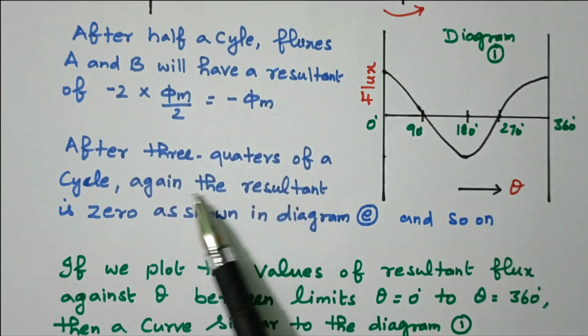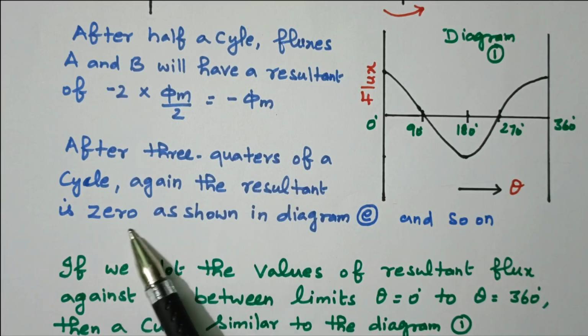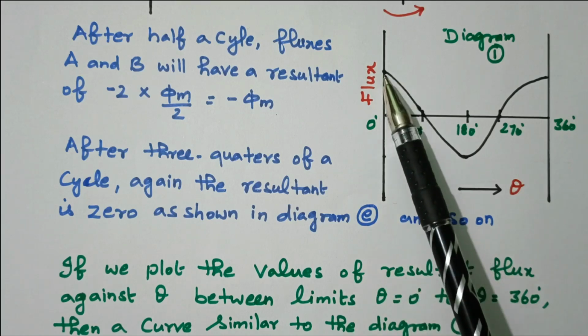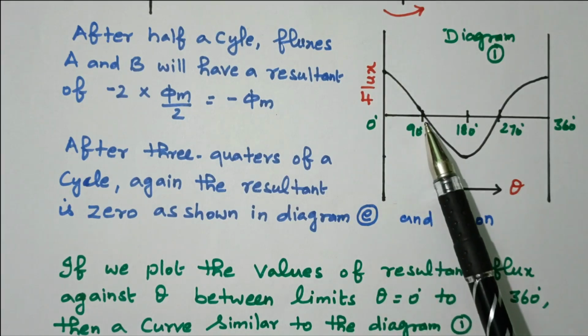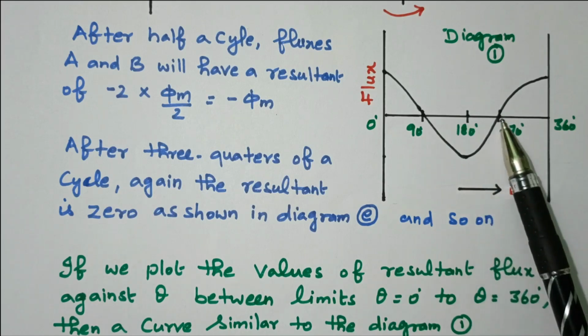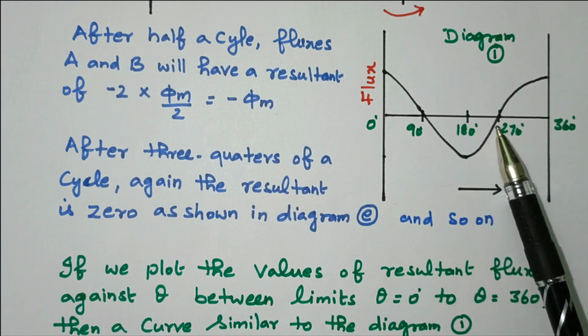After a quadrature of a cycle, again the resultant flux is 0, as shown in diagram E, and so on. This refers to diagram A. This 0, both are diagonally opposite, is diagram C. This will be diagram D, negative, exactly opposite of diagram A. This will refer to diagram E. Again both are opposite, so it becomes 0.